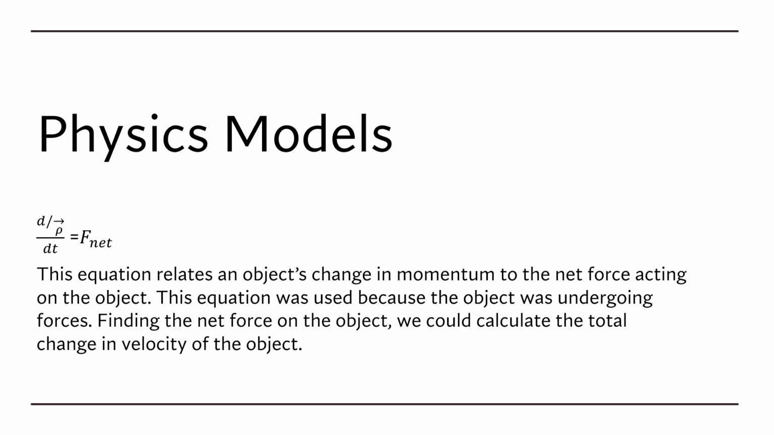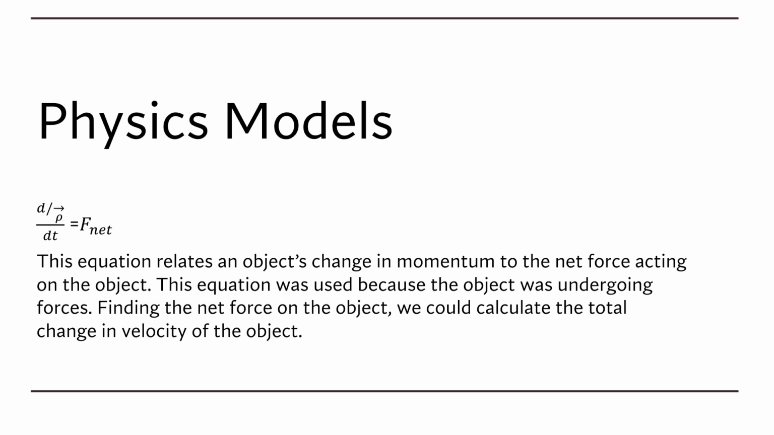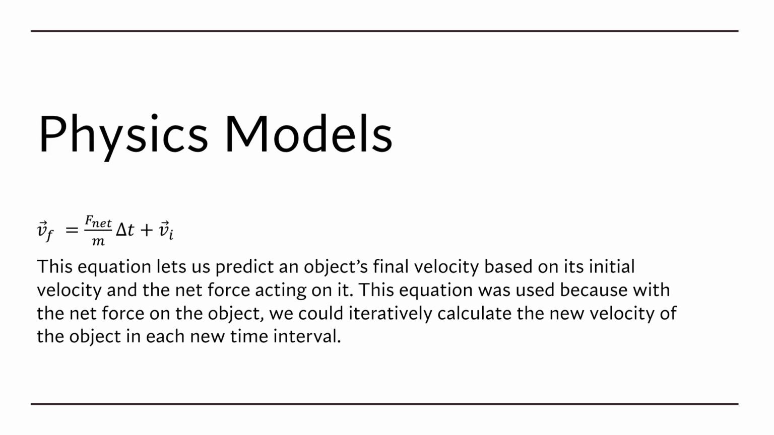Newton's second law allows us to relate an object's change in momentum to the net force acting on the object. We used Newton's second law because the object was undergoing forces. Finding the net force on the object, we could calculate the total change in velocity of the object. We use the velocity update formula to let us predict the final velocity based on its initial velocity and the net force acting on it.